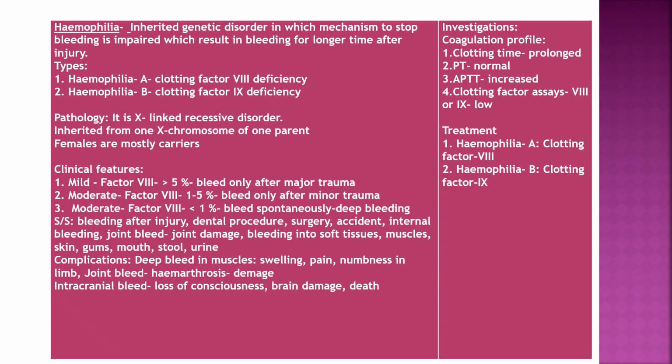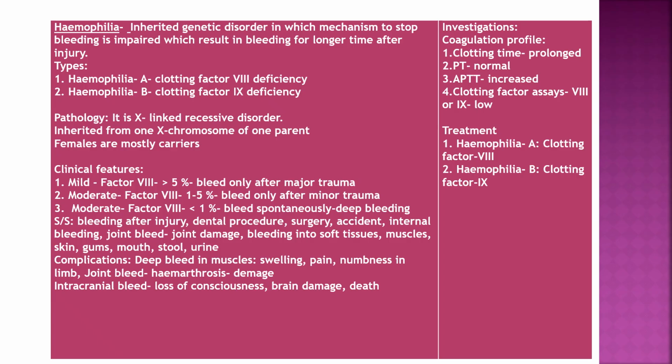So clinically there is a mild type when the factor 8 is more than 5%, so it bleeds only after major trauma. Moderate type, factor 8 is 1 to 5%, it bleeds only after minor trauma. And severe type, factor 8 less than 1%, then it bleeds spontaneously and is also associated with deep bleeding.